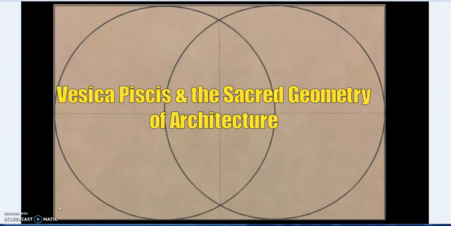Hello SGD, Sacred Geometry Decoded. Today, the Vesica Piscis, Sacred Geometry, and the Sacred Geometry of Architecture, and how it connects between multiple cultures across a long time.